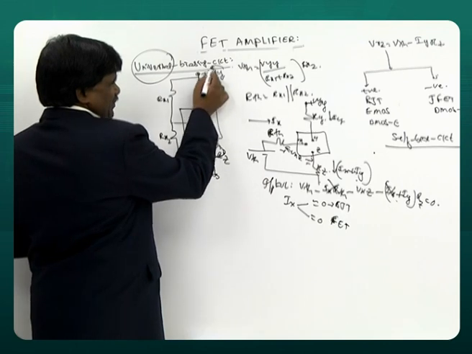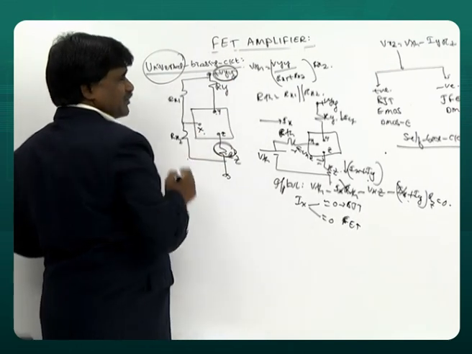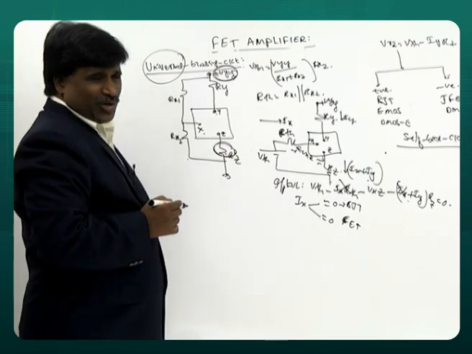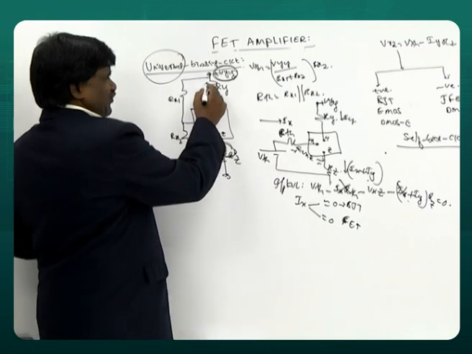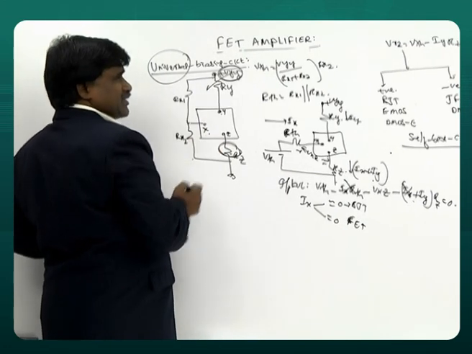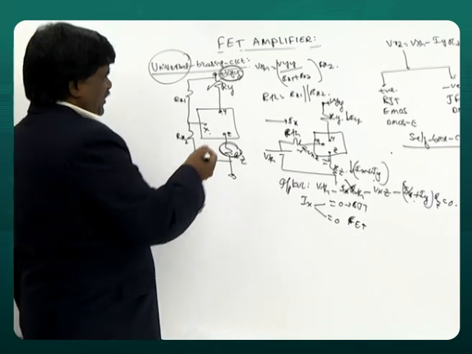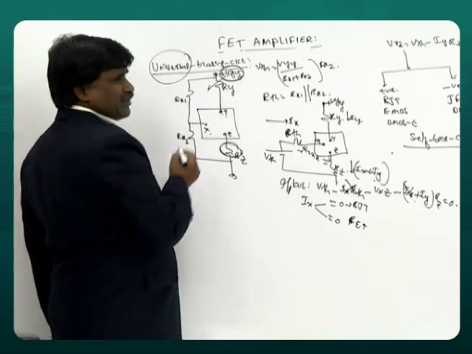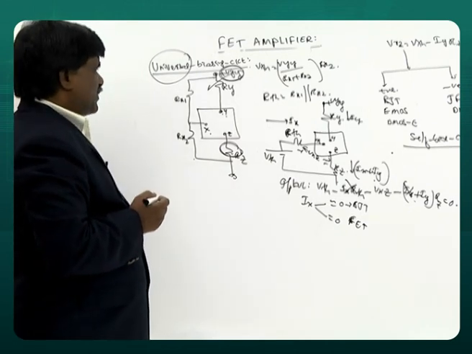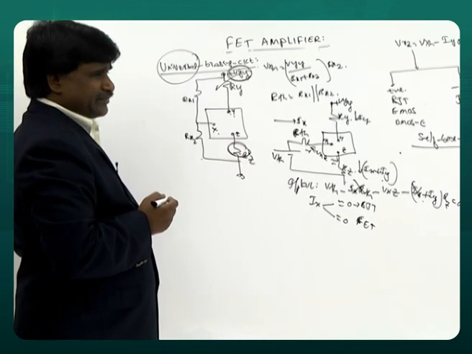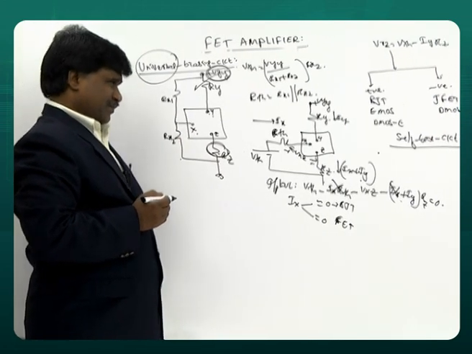Another thing is this supply itself biases the output as well as input. That's why it is called self-bias. Single supply we are able to use, that's why it is excellent and it's cheap. You don't need to use one battery for the output and one battery for the input. And this is the best biasing circuit that we have. That's the first topic called biasing circuit.